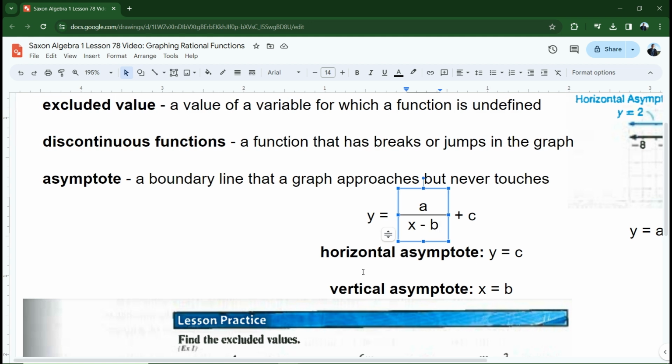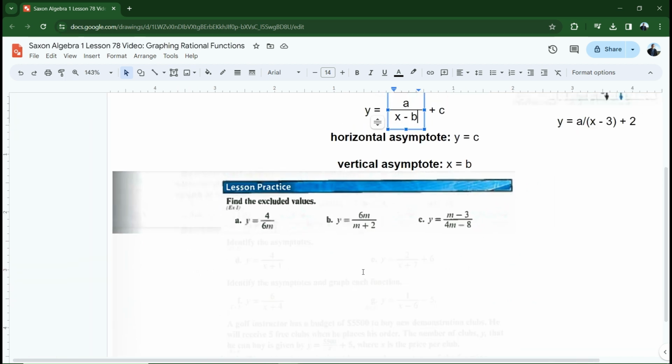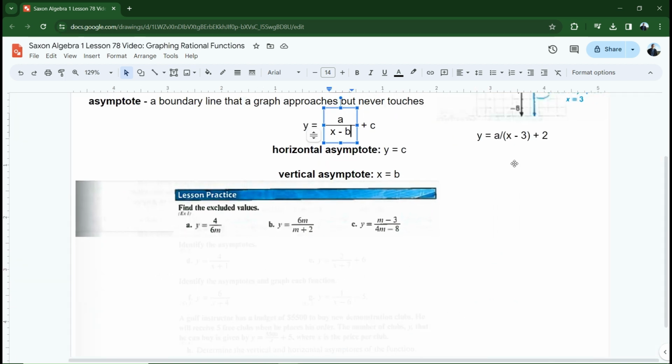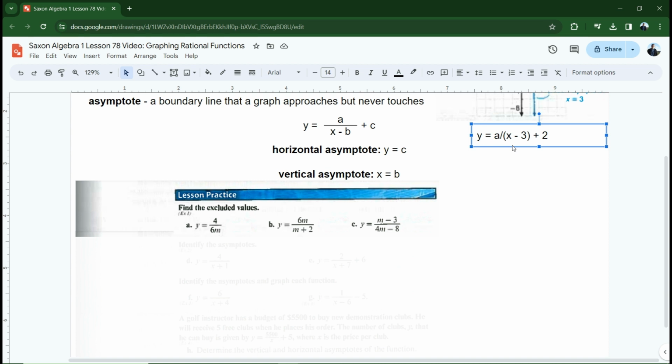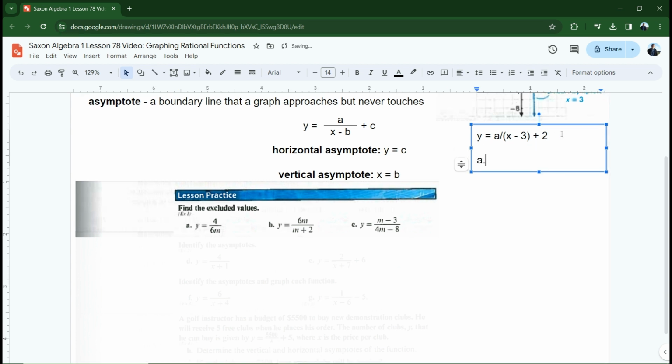All right, now let's take a look at what I'm looking at as we work some actual problems. A, B, and C are really easy ones, okay? Because all I have to do for A, B, and C is find the excluded values. And we've done this before.